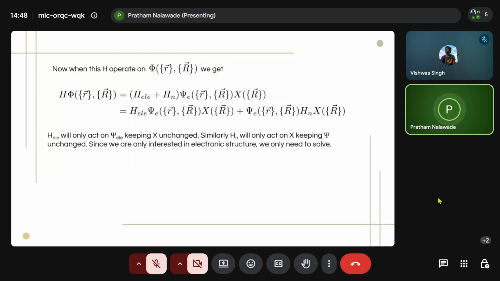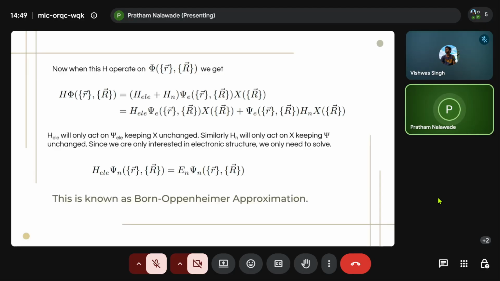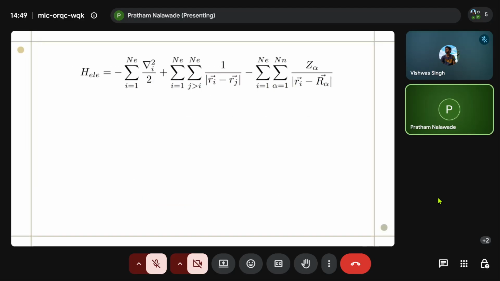So as I said, to know just the electronic structure, I don't have to worry about the Hn, the nuclear part of the Hamiltonian. So I can drop that out. So this is what I remain with. So this is basically what my Schrodinger equation is. Okay, but this is still very difficult. This is still a many body Schrodinger equation. You still cannot solve this. So we have to do further work on this to make it solvable.